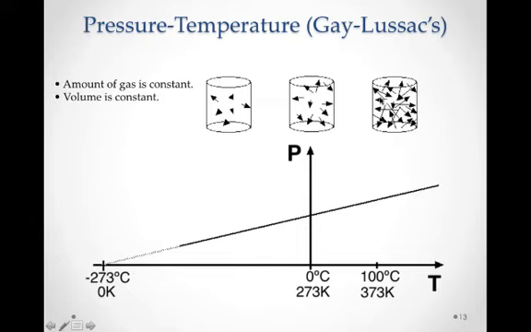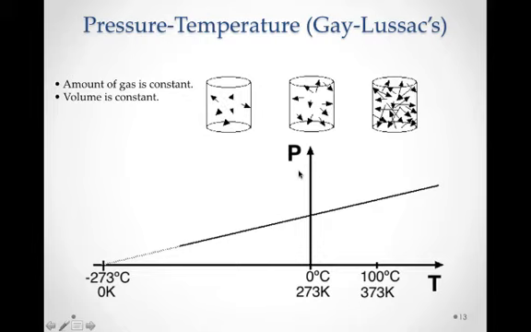I didn't do a good job of illustrating this necessarily. We're going to keep the amount of gas constant, so the same number of particles are in each of these containers. I just tried to show the different velocities of those particles, and in trying to reduce the velocities, it makes it look like there are fewer particles, but there's the same amount of particles in each of these containers, and the container is the same size.